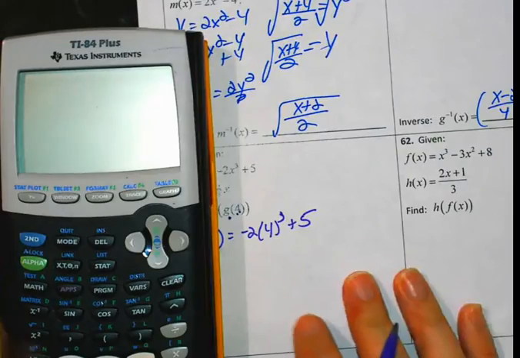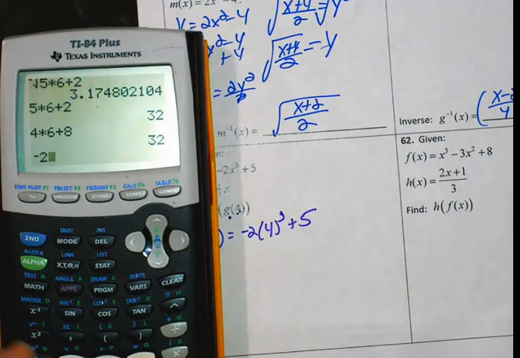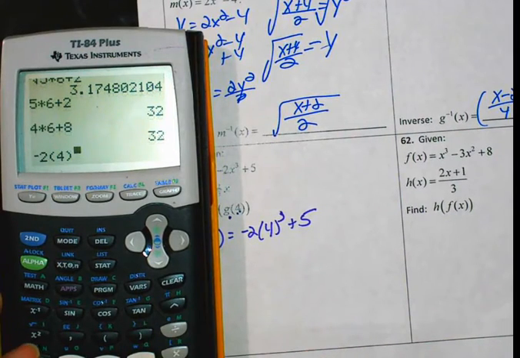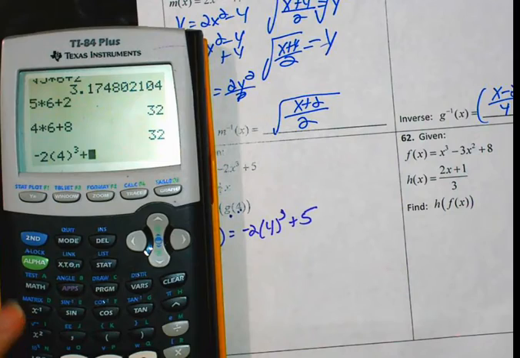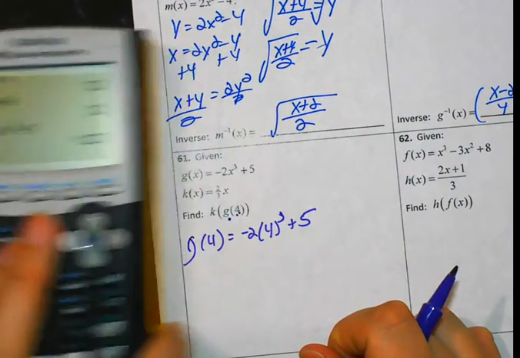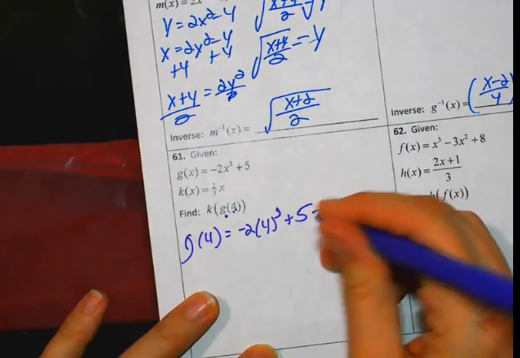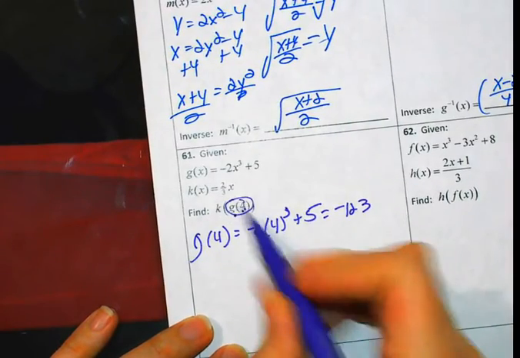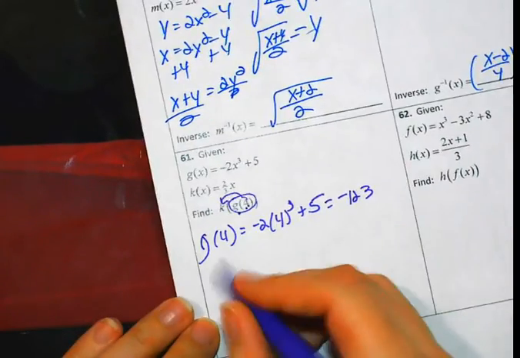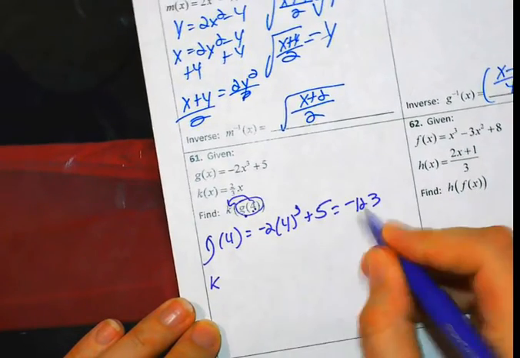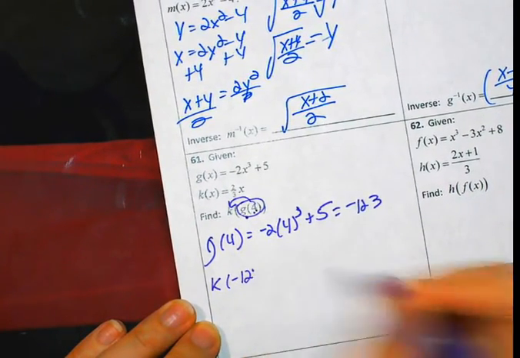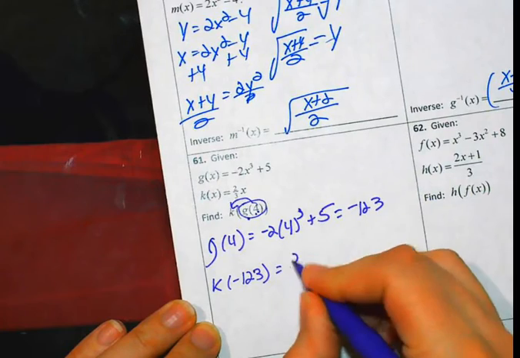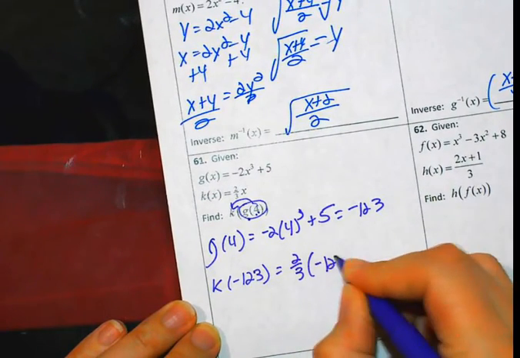I'm going to put that directly into my calculator. Negative 2 times 4 cubed plus 5. Okay, that gives me negative 123. Now they want me to put what I solved for g of 4 into k. So I have k, and I came up with negative 123. So anywhere I see x in k of x, I'm going to put 2 over 3 times negative 123.